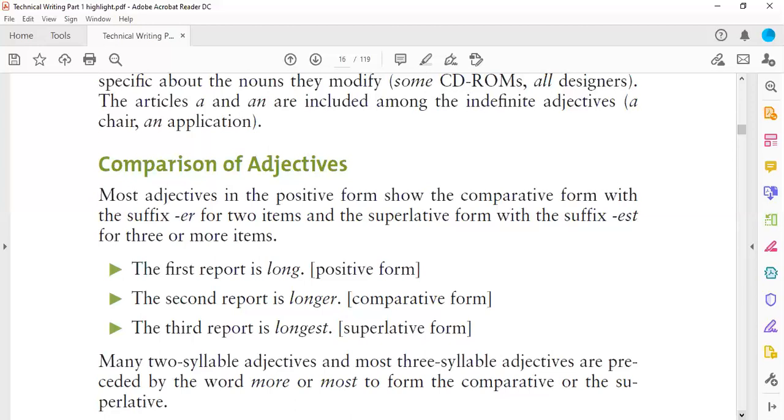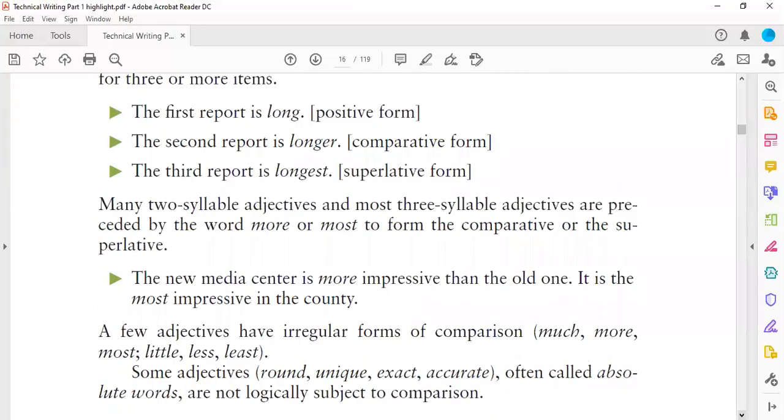And if you talk about three reports and you want to talk about the longest one, then you use superlative forms. Many two-syllable adjectives and most three-syllable adjectives are preceded by the word more or most to form the comparative or the superlative. The new media center is more expressive than the old one. It is the most impressive in the country.